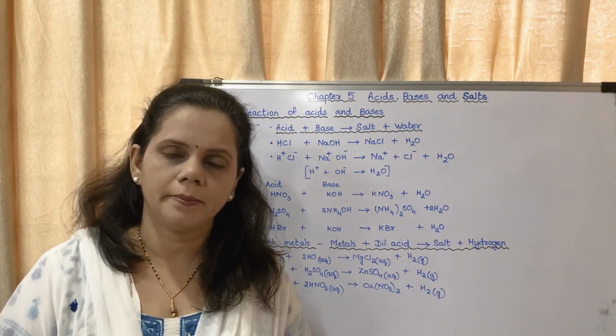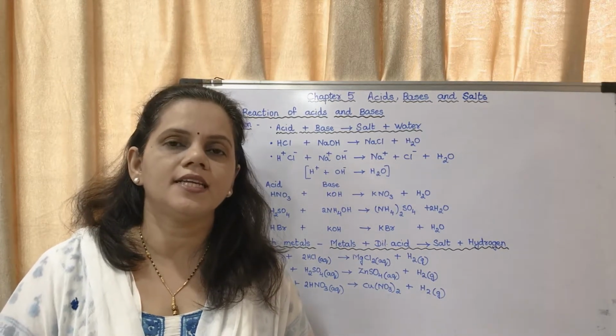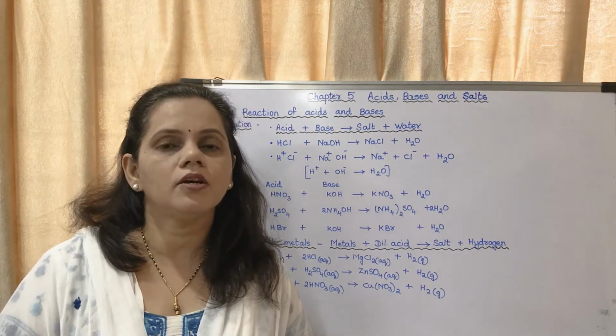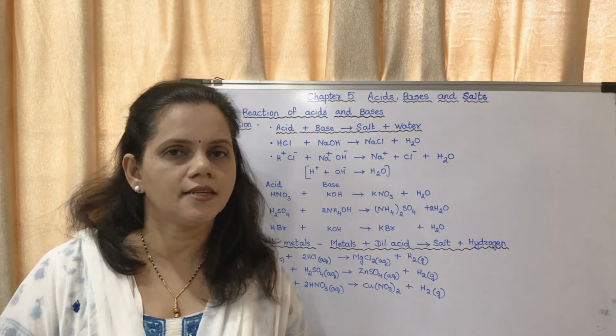Then you studied about the pH. The pH ranges from 0 to 14. 7 is taken as neutral. Below 7 is taken as acidic. Above 7 is taken as basic.